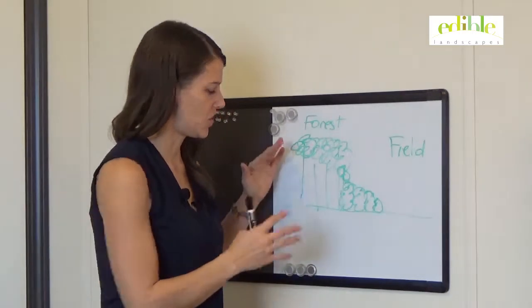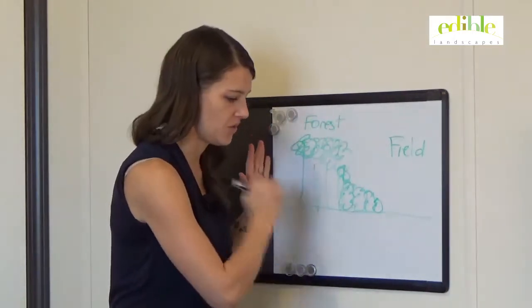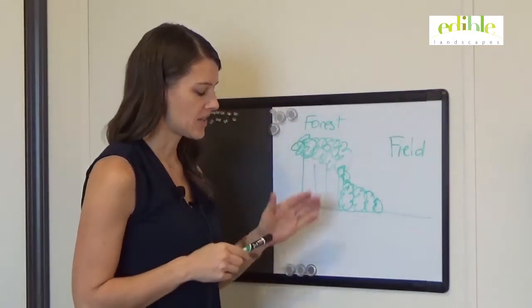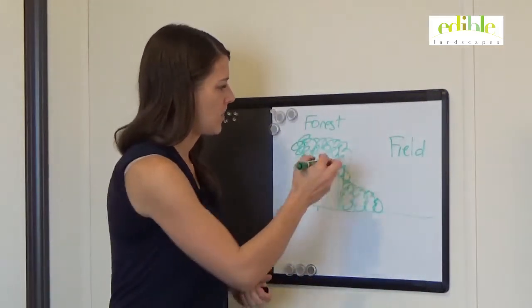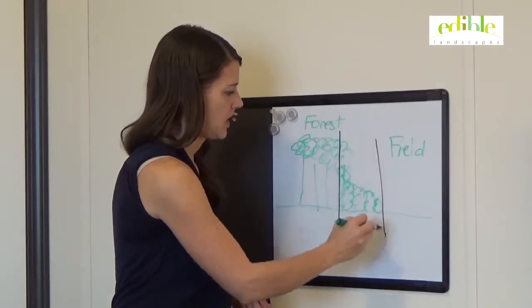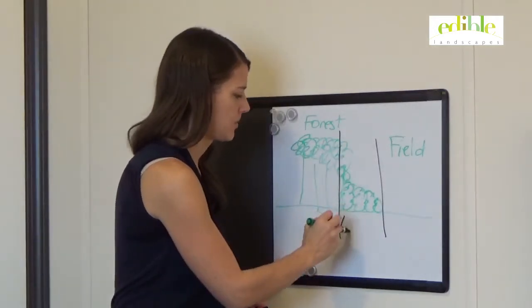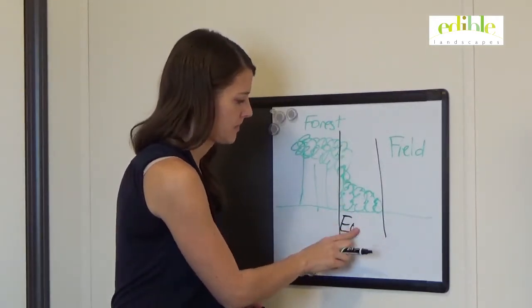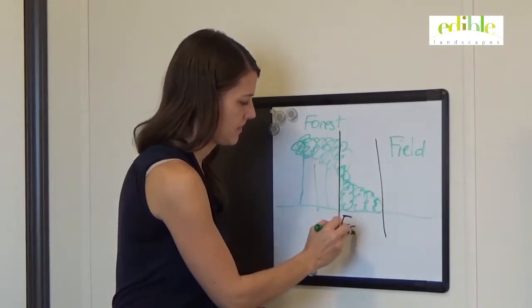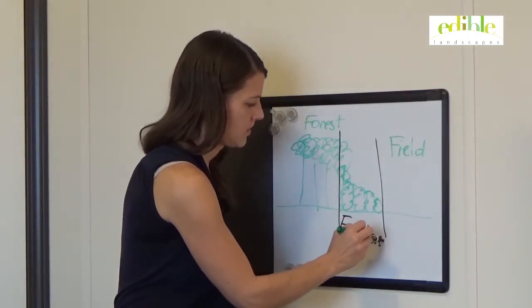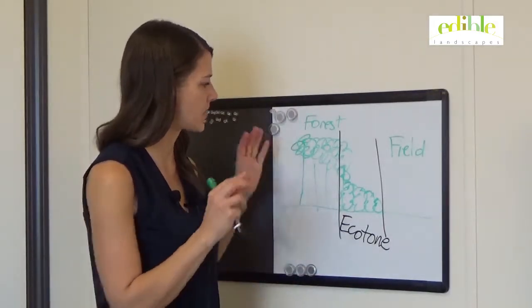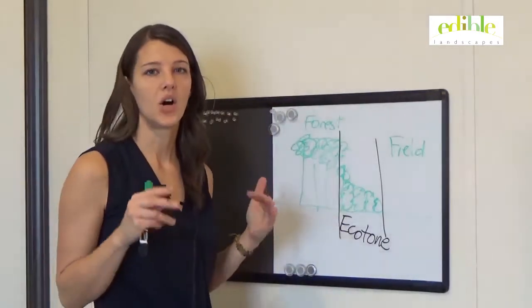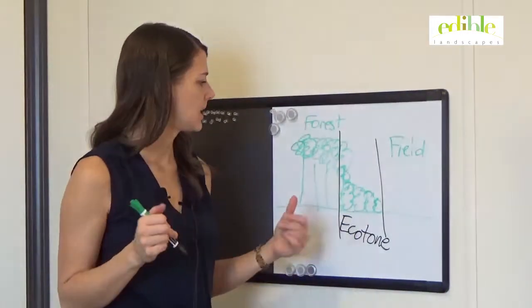So they don't just change from tall trees to grass. There's an edge system that occurs right here, and this band right in here is called an ecotone. So this is the most productive and diverse region in all of our designs.